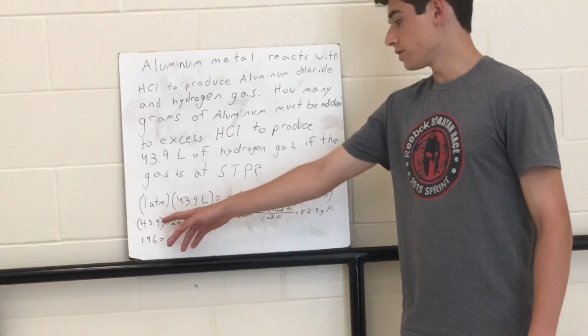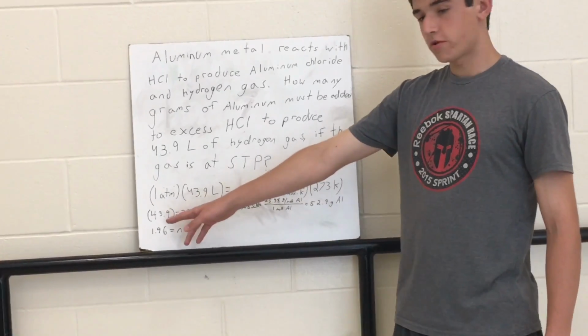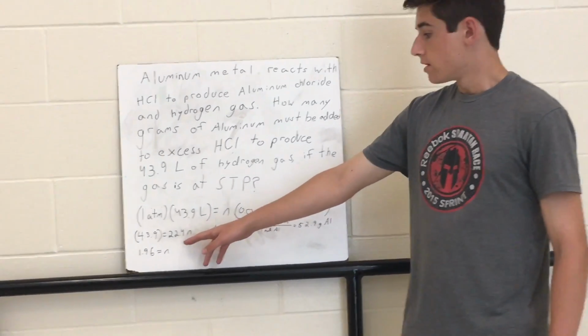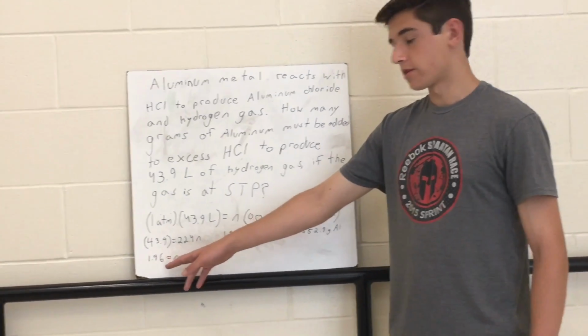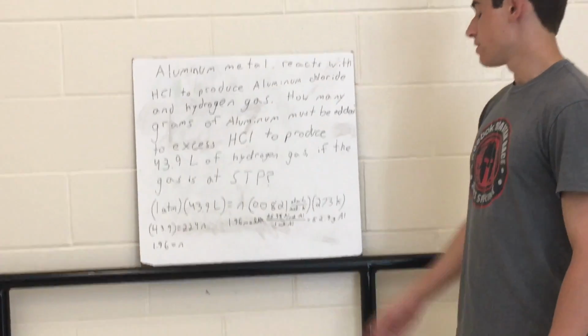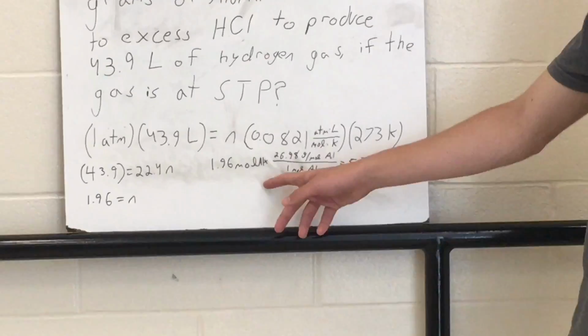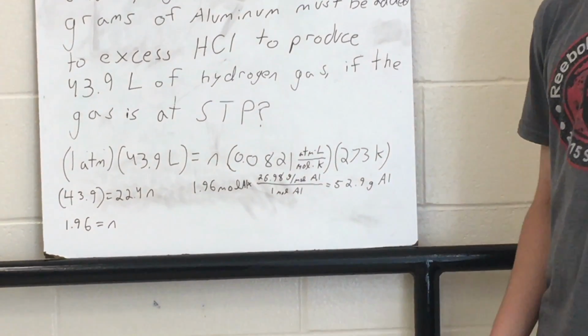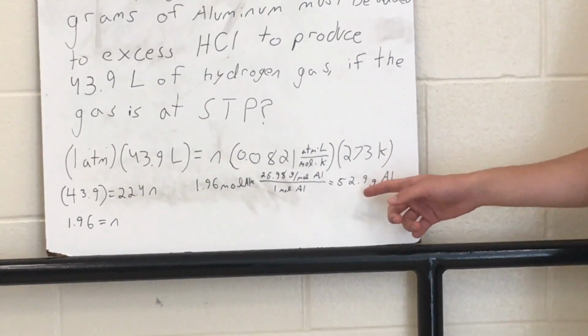Once we multiply these 2 signs out, we get 43.9 equals 22.4 n. This reduces down to 1.96 for n. That's 1.96 moles of aluminum. And so we multiply that by the molar mass of 26.98, and that equals 52.9 grams of aluminum.